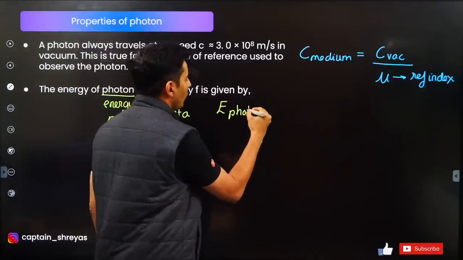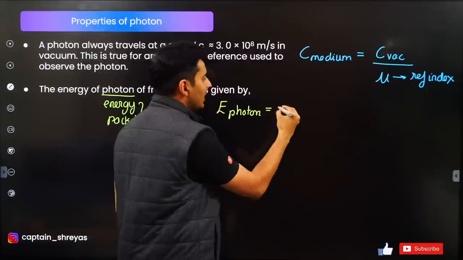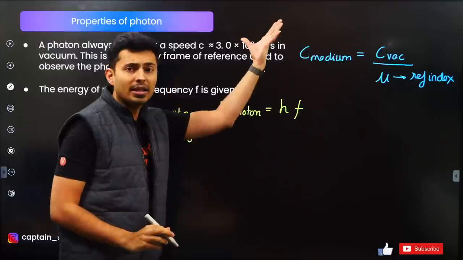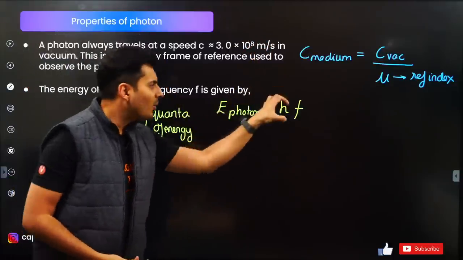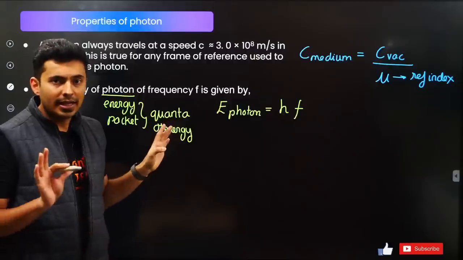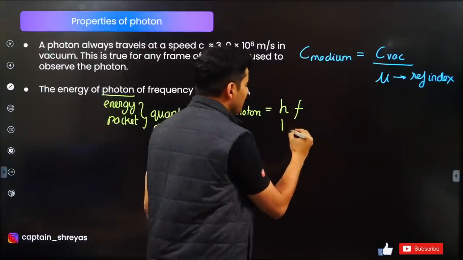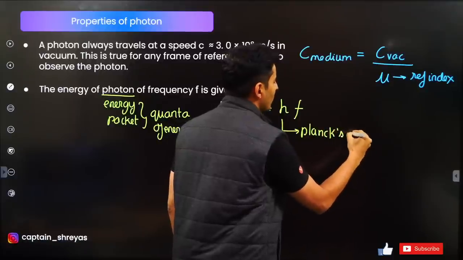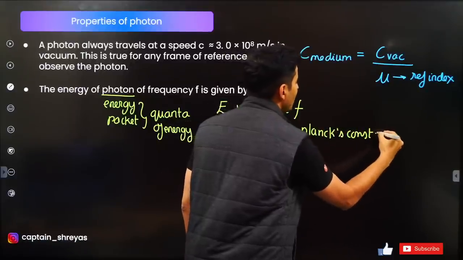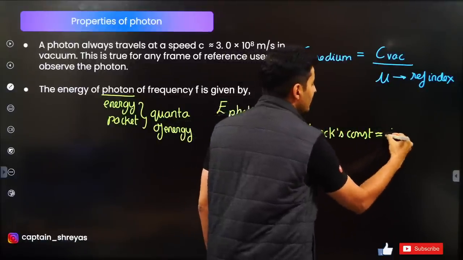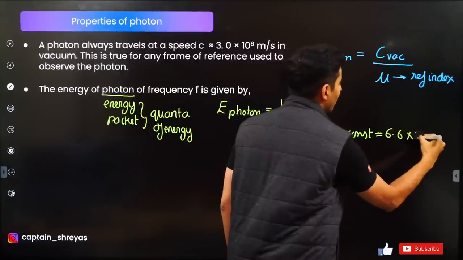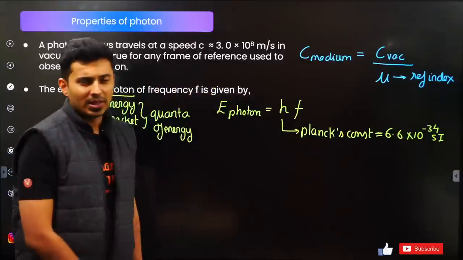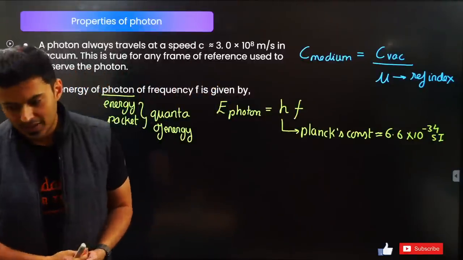The energy of a photon is given by E equals h times f. You can see very clearly, if the frequency increases, energy increases. If frequency decreases, energy decreases. Correct? Great. This h is called your Planck's constant. The value of that is approximately 6.6 into 10 to the power minus 34 in SI units, that's MKS units.